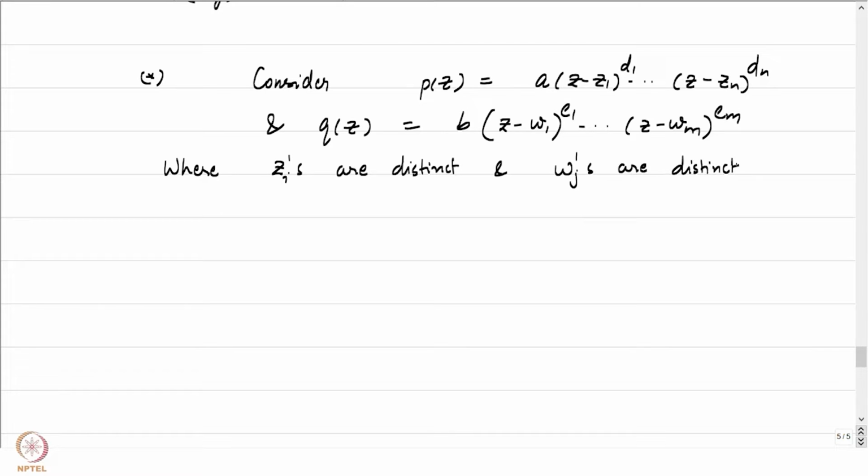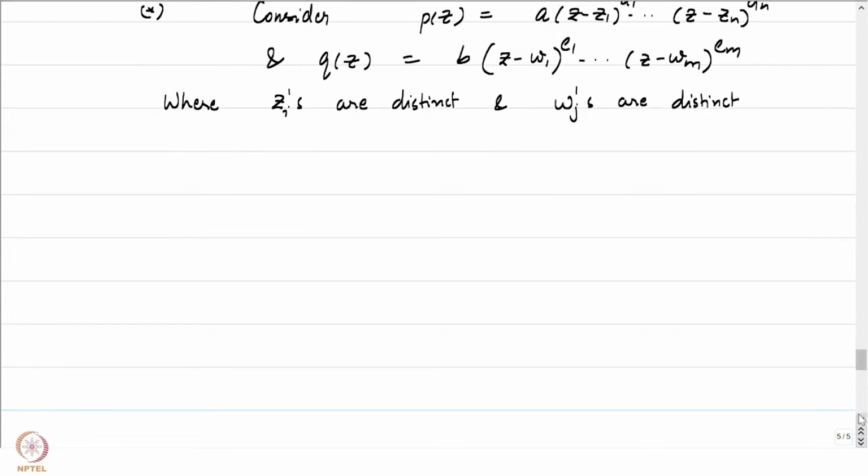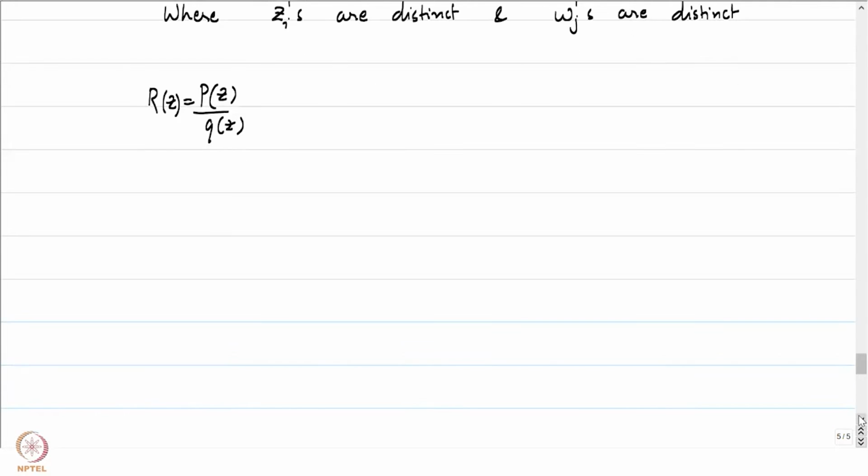So, wj1 is not the same as wj2 for j1 not equal to j2. Suppose we have this and we are interested in p of z by q of z, the rational function r of z given by p of z by q of z. So, away from w1, w2 up to wm, this makes perfect sense. This is a function holomorphic in that domain away from the zeros of q. And let us now try to find out the log derivative.